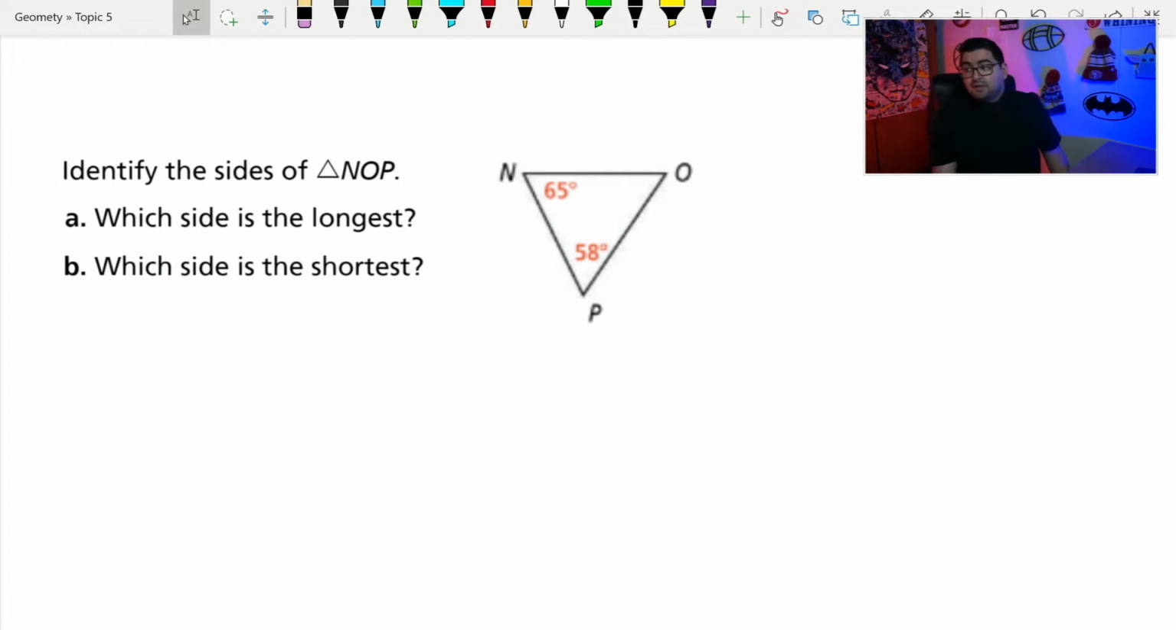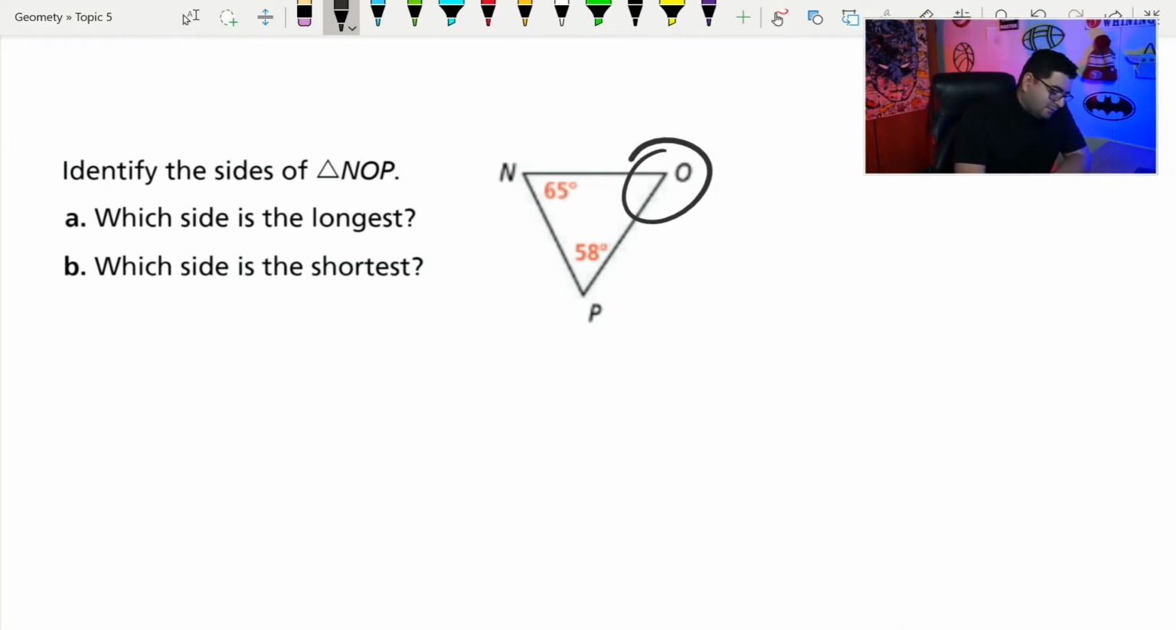So here I have a triangle where they've given me two of the angles. They told me that one angle is 65 and the other angle is 58 degrees. It says identify the sides of triangle NOP. Which is the longest, which is the shortest? In order to do this, the first thing I have to do is find what this missing angle is.